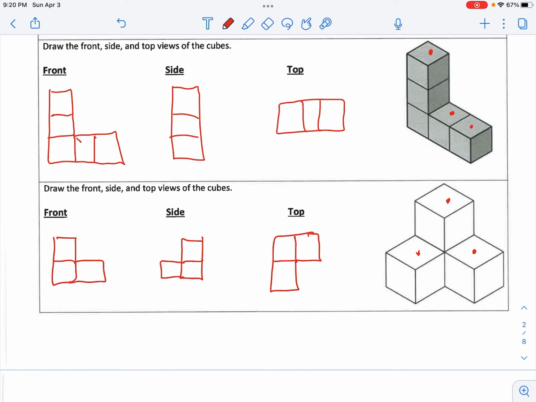Okay. So this one was all very similar. They're just rotated. If you have questions, please come see me. But yeah, you can go ahead and start on your big ideas now.